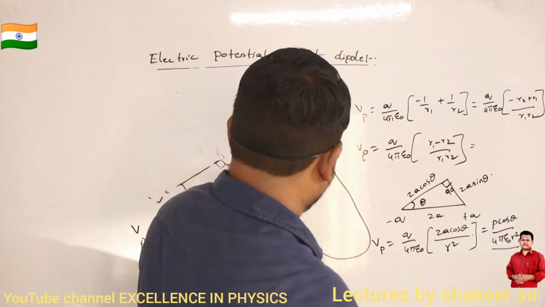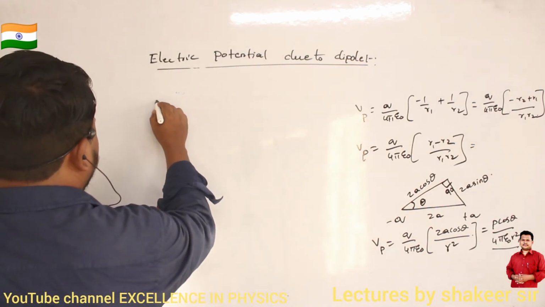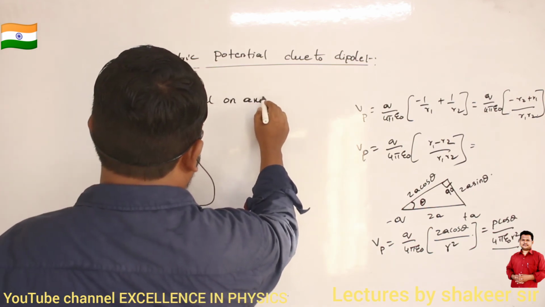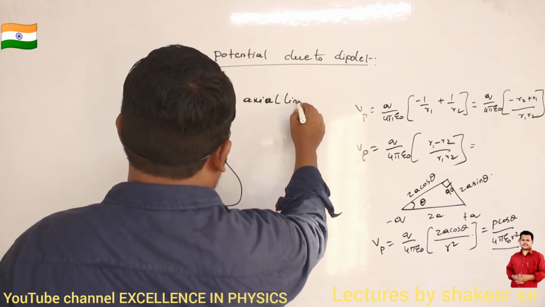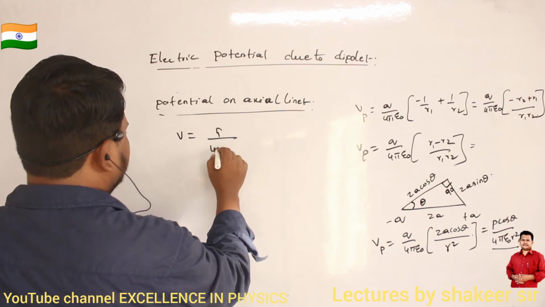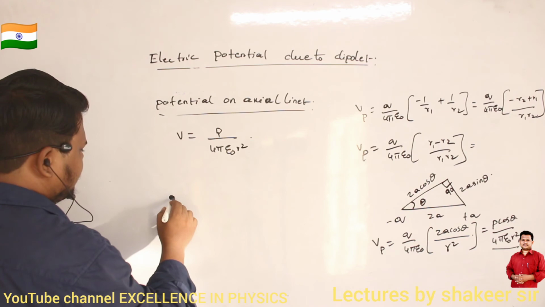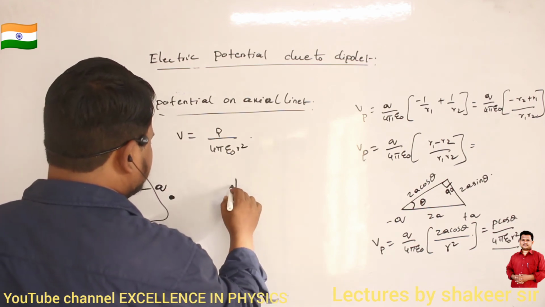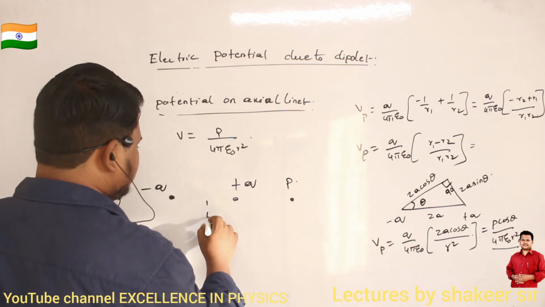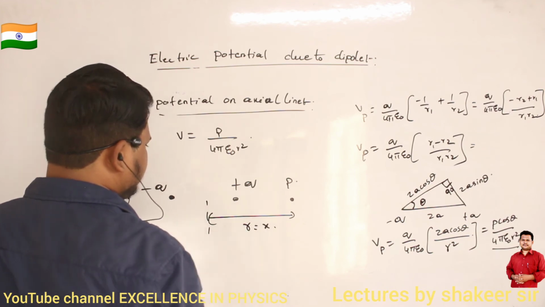See, previously we have calculated the potential on the axial line. For that, what was the relation of potential we got? V is equal to P divided by 4 pi epsilon naught into r square. This was the same relation which I got. So for example, this is minus Q and this is plus Q. So here at this point P, from the center, at a distance of r or x, r and x both are equal.